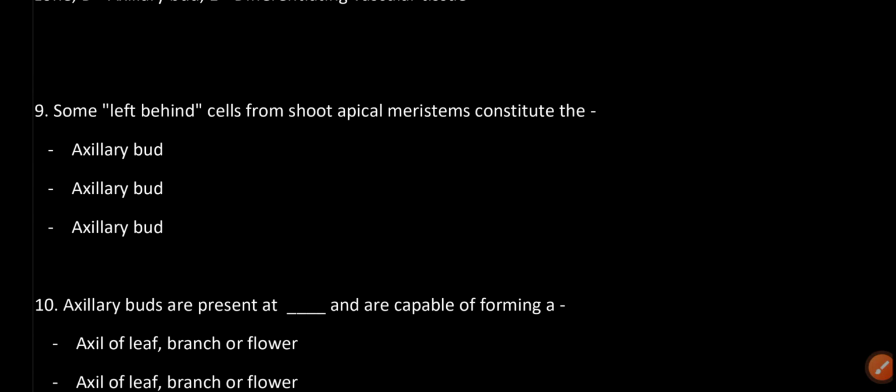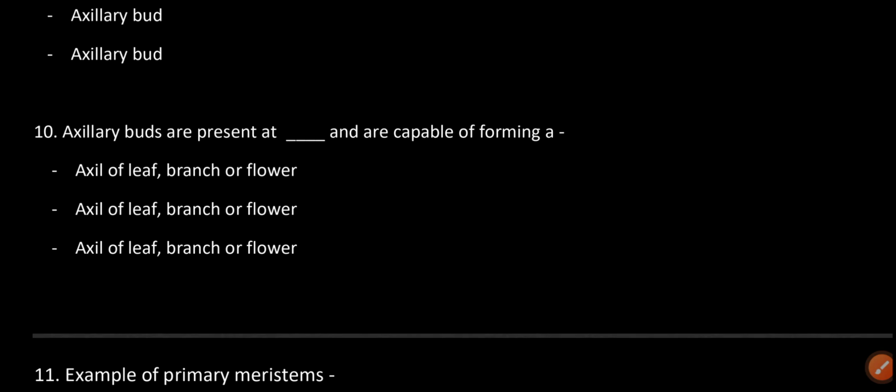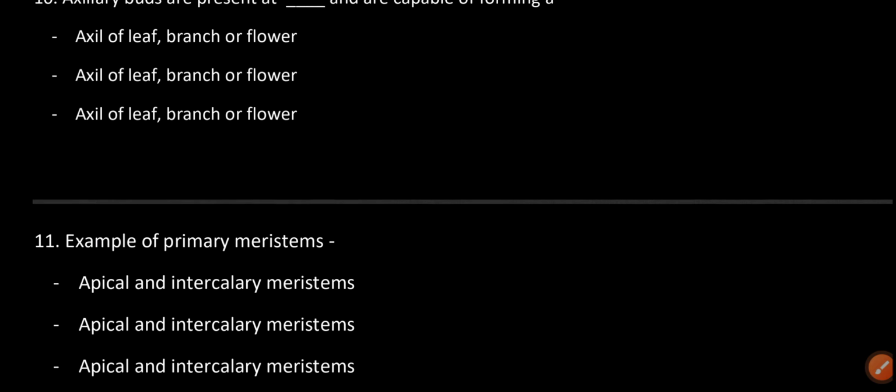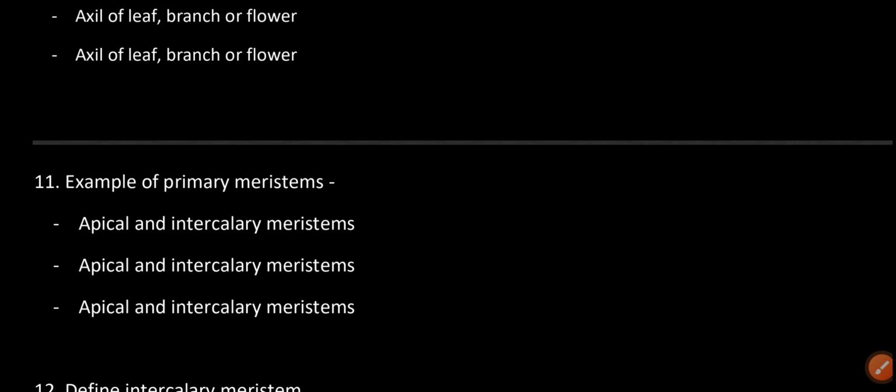Some left behind cells from shoot apical meristems constitute the axillary bud. Axillary buds are present in the axil of leaf and are capable of forming a branch or flower. Examples of primary meristems: apical and intercalary meristems.